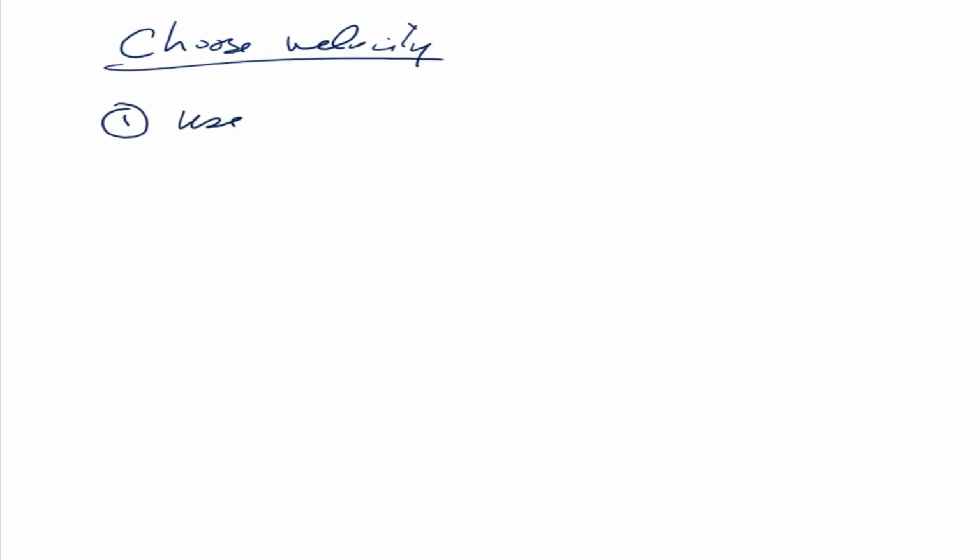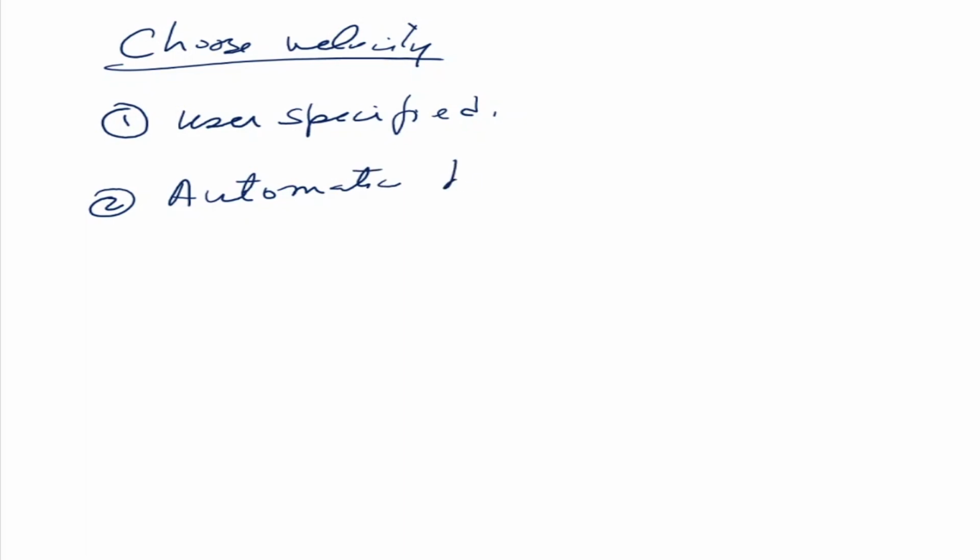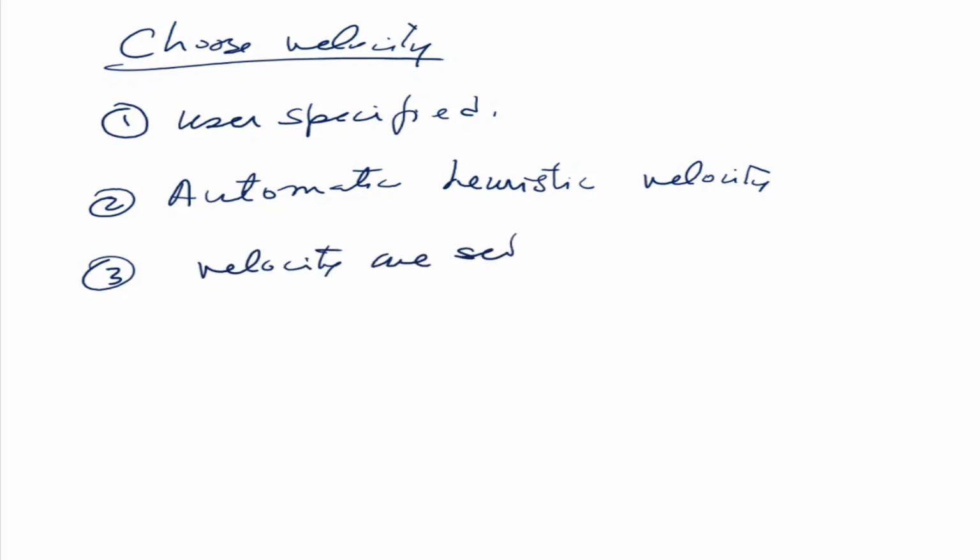Number 1, it is user specified: the user specifies what should be the velocity at the via point. The second is some automatic algorithm, some suitable heuristic that computes the velocity. And the third is that we can automatically set the velocities at the via point such that the accelerations will be continuous, so that the velocities are set for continuous acceleration at via points.